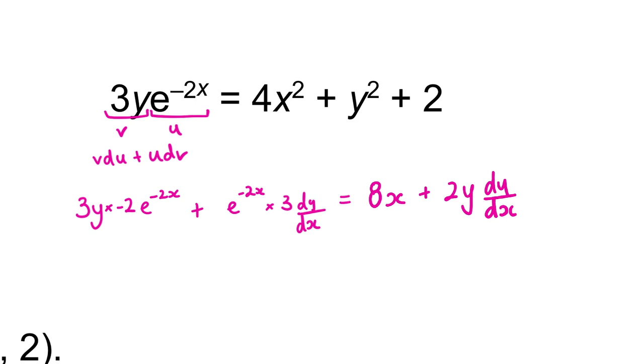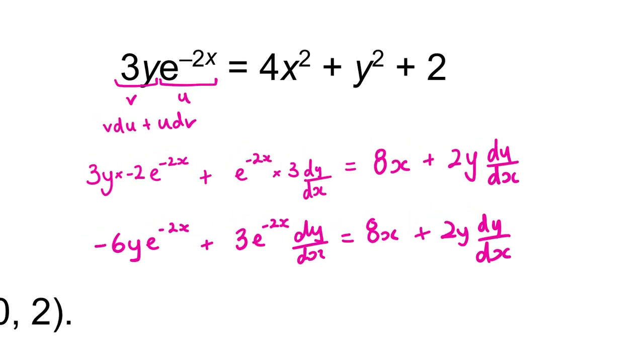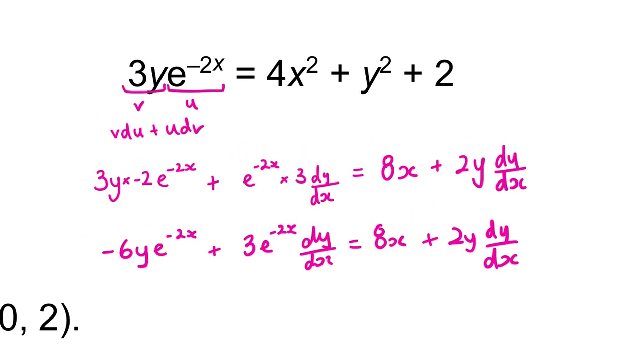Now I'm just going to simplify the left-hand side for a moment. So 3 times minus 2 is going to give me minus 6y e to the minus 2x plus 3e to the minus 2x dy by dx equals 8x plus 2y dy by dx. However, we just want dy by dx on its own. So I'm going to move everything with a dy by dx onto one side, and everything else onto the other side. Which way round shall we do it? What would you prefer to do? Yeah, so minus 2y from both sides.